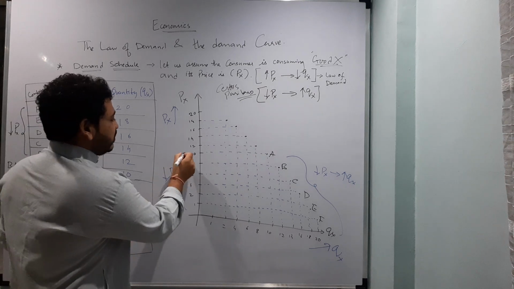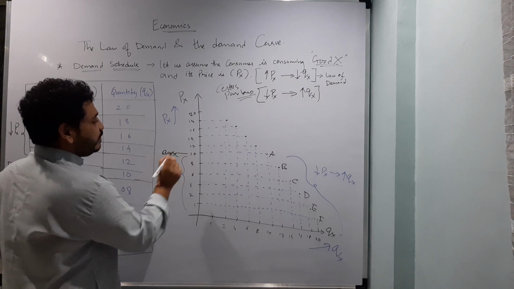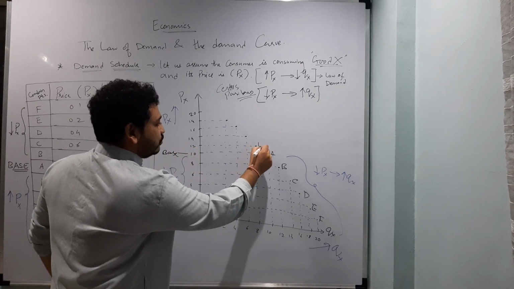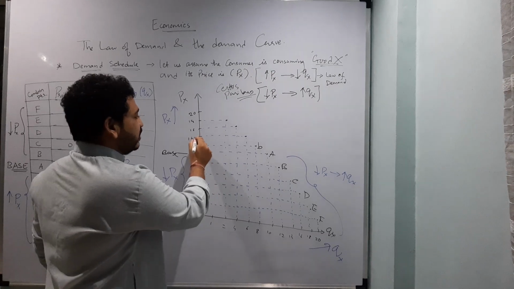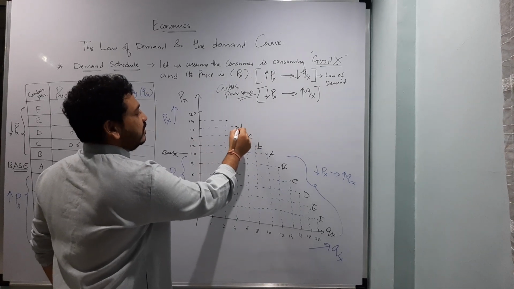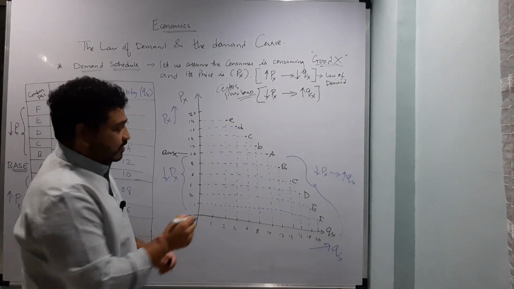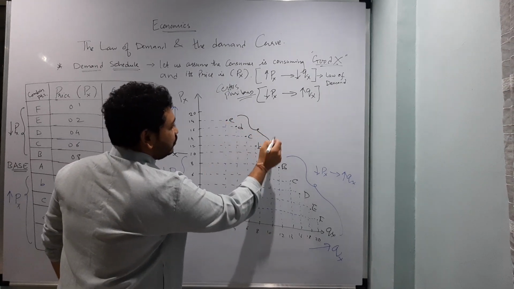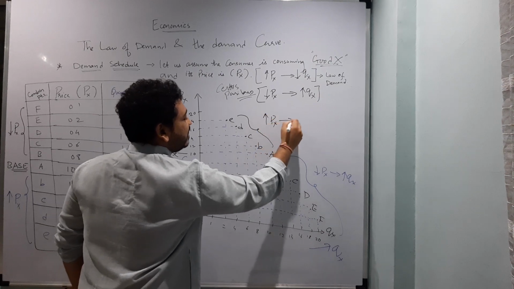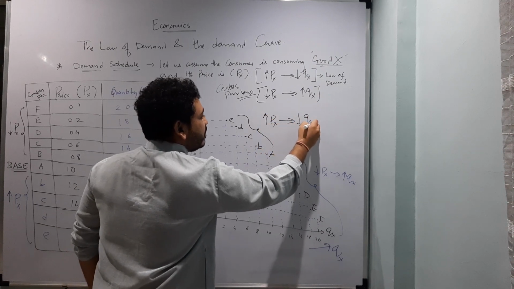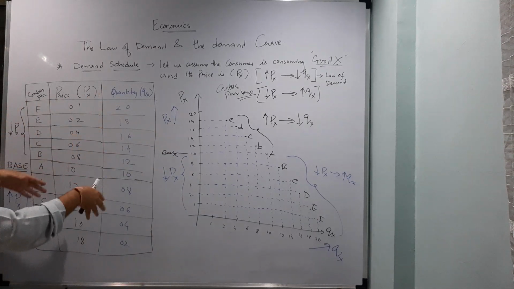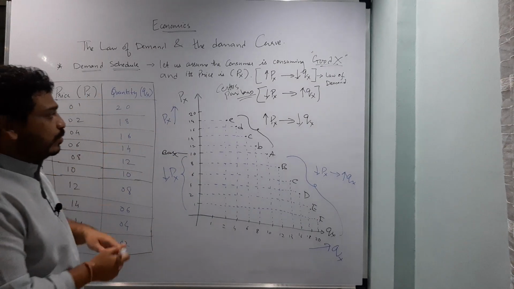This was our base price. When it increases to 12, the quantity demanded is this. So this is my small b. When it is 14, my quantity demanded is 6. So this is C, D, E. This stretch is talking about an increase in the price of X and, as a result, a fall in the quantity demanded of X.